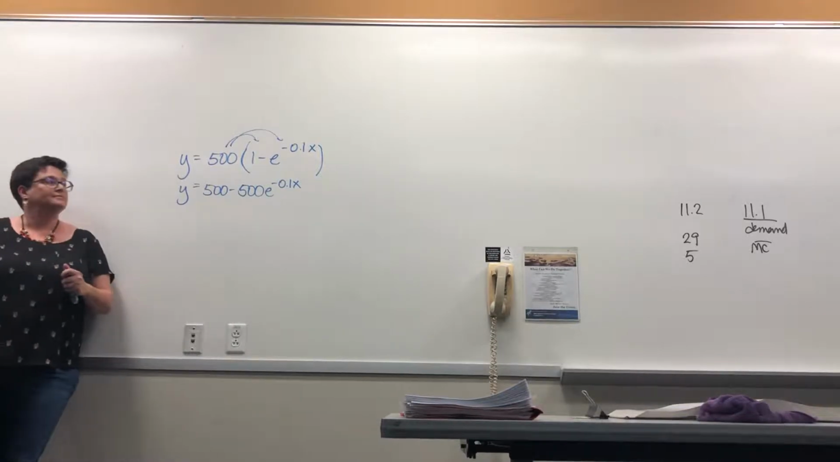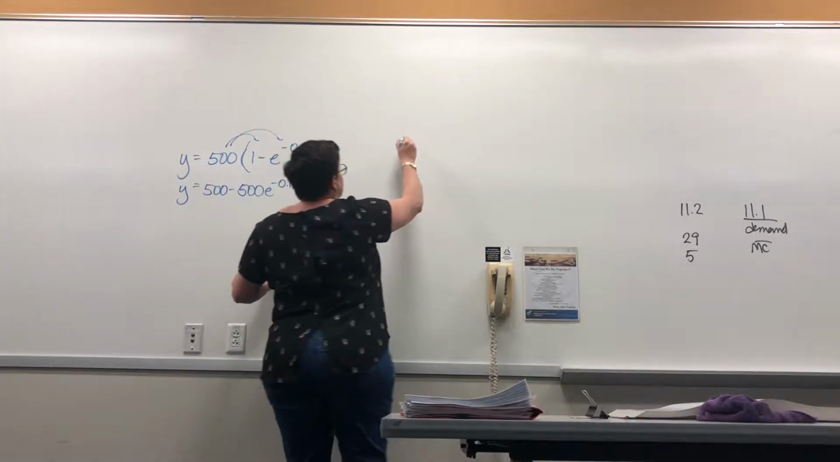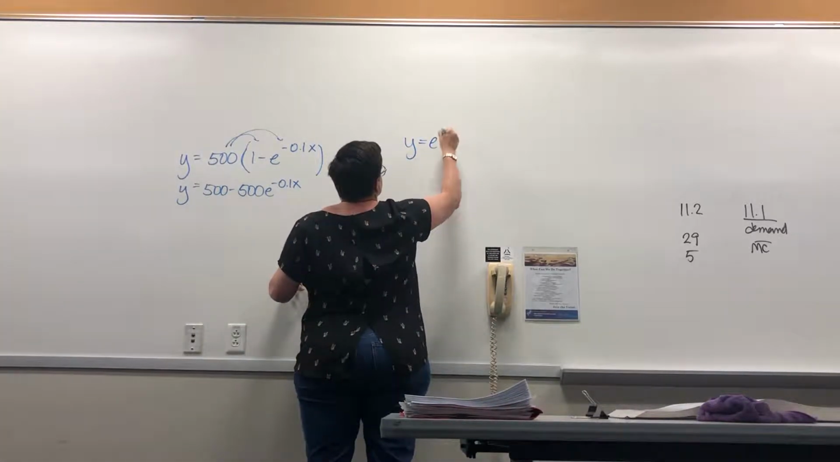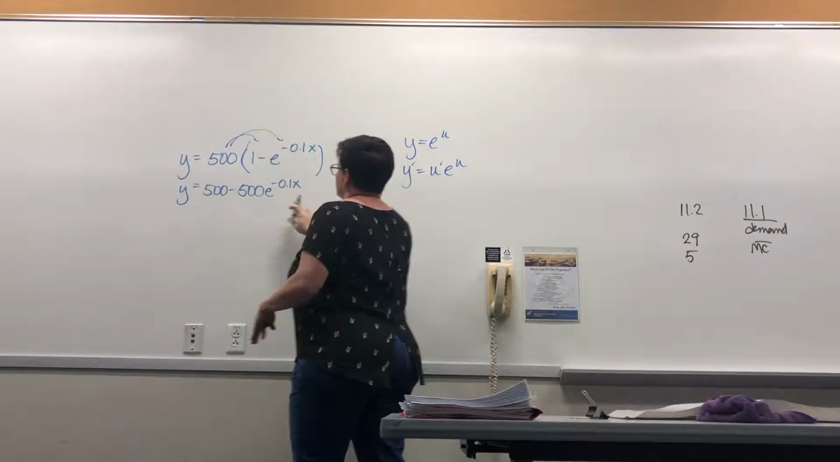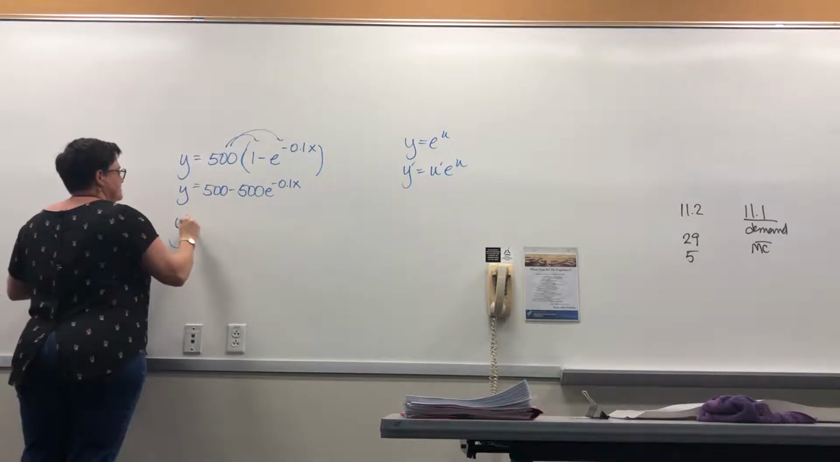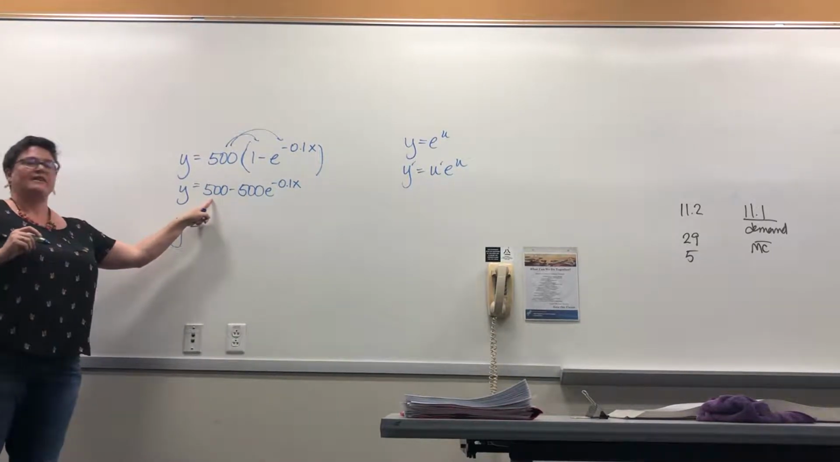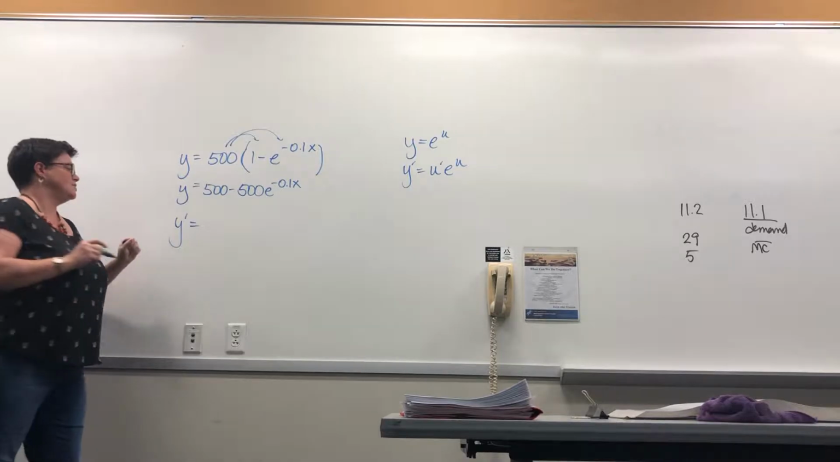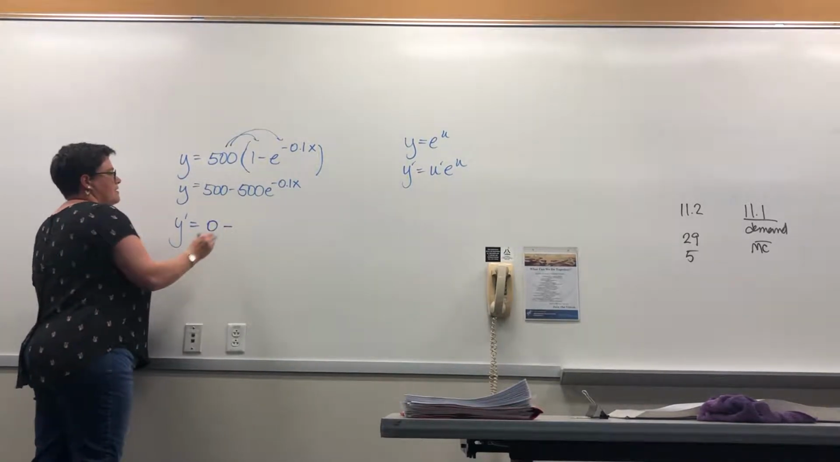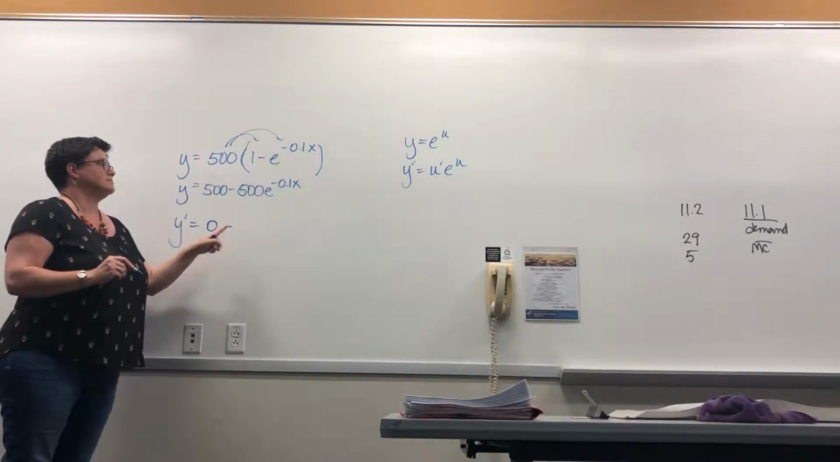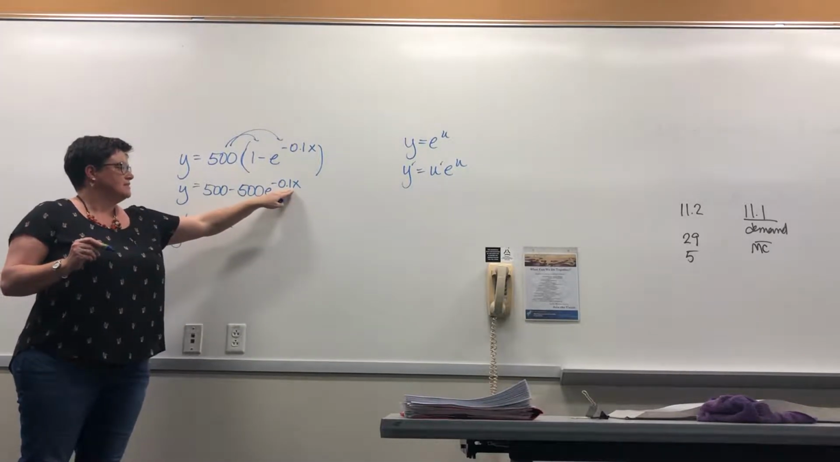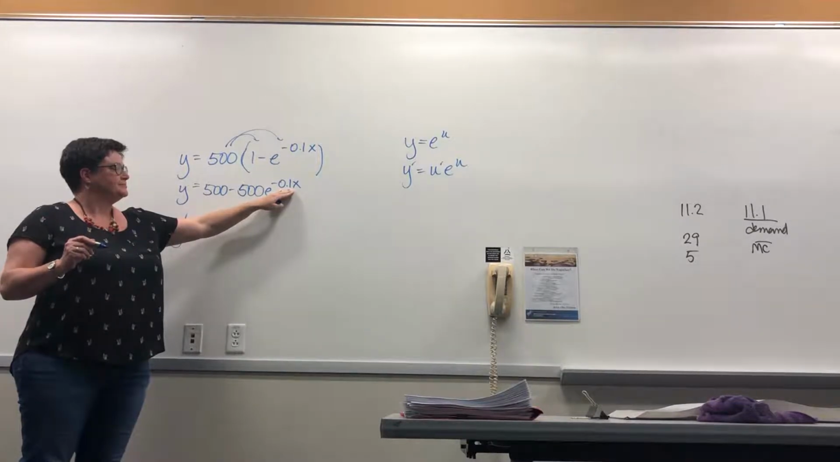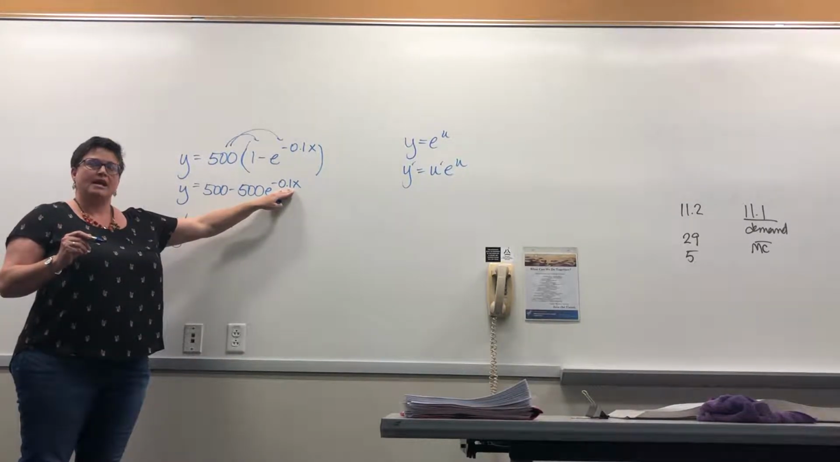So talk me through it. If y equals e to the u, and y prime equals u prime e to the u, talk me through the derivative here. 500, you killed it, killer. Okay, so minus, drop down so that you don't lose track of your signs. And then what's the derivative of my exponent up here? Negative 0.1.